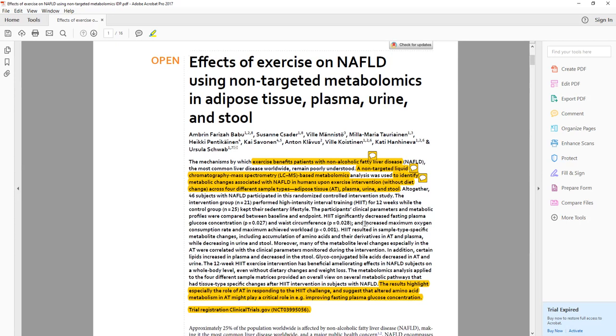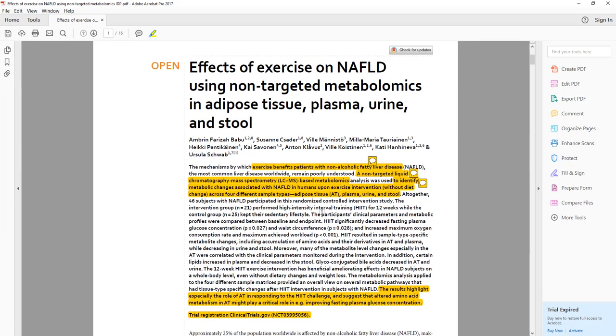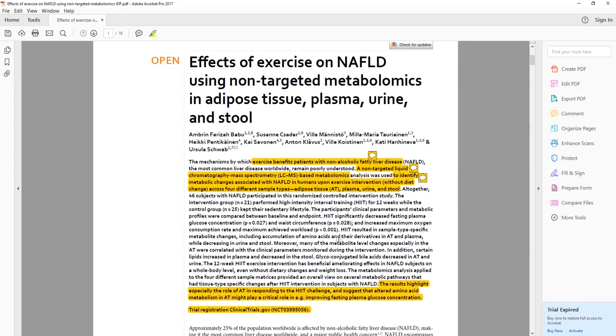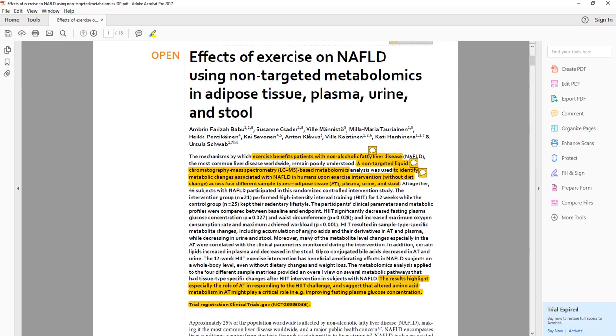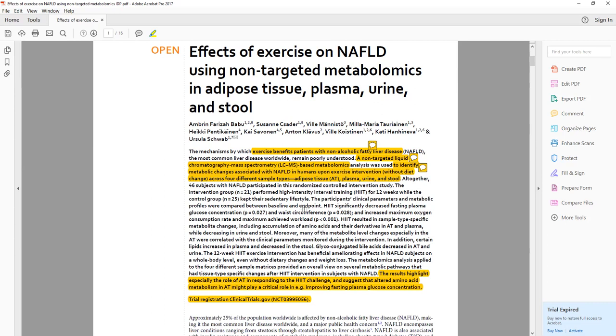Okay, so let's look at this paper. I think the reason it was published in this good journal was because they didn't just use one matrix. They looked at untargeted metabolomics in 4 different matrices from a relatively large cohort group. As we go on, I will also point out why this is a very good untargeted approach for me personally.